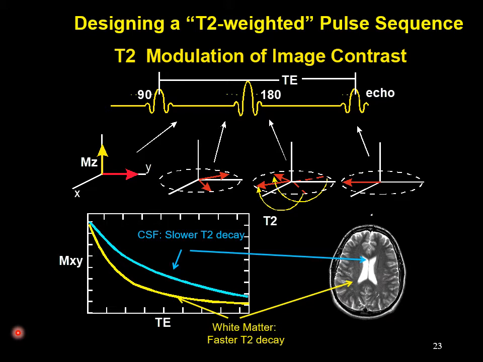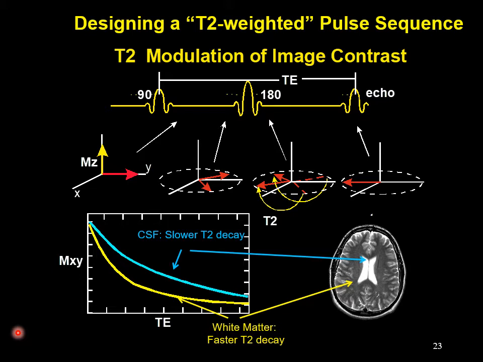To maximize the difference in signal coming from CSF relative to the signal coming from white matter or gray matter based on T2 differences, the pulse sequence should be designed to wait for a relatively long period of time before the receiver is turned on and the signal is sampled, in order to maximize the separation in the T2 decay curves of these tissues.